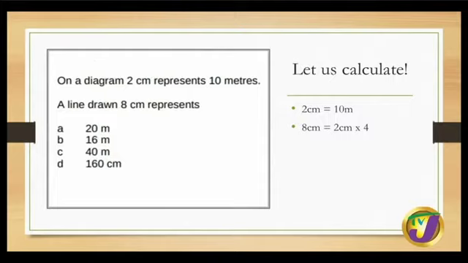So now I know that I can replace my 2 centimeters with the 10 meters because they're equated in this instance. So 8 centimeters is equal to 10 meters multiplied by 4. So if I do my multiplication, 8 centimeters is also equated to 40 meters. So the 8 centimeter line represents 40 meters.